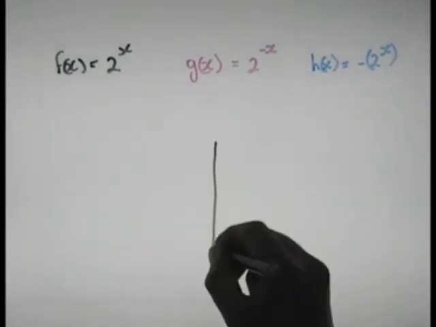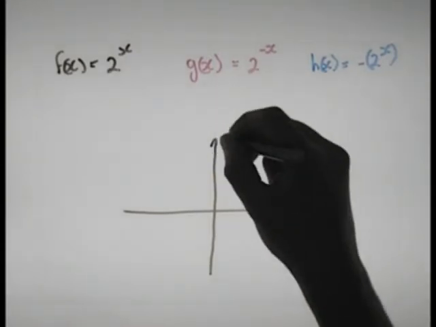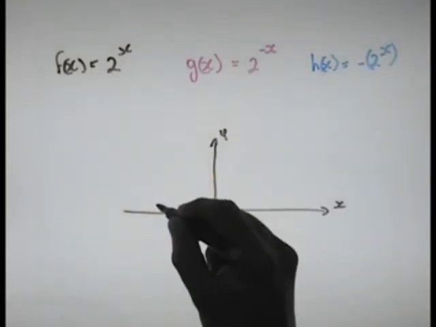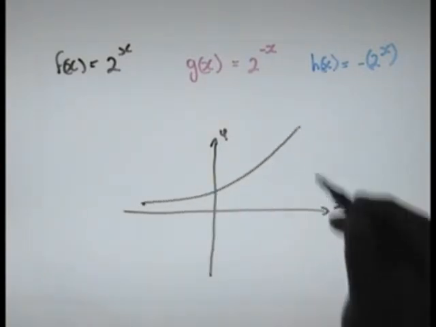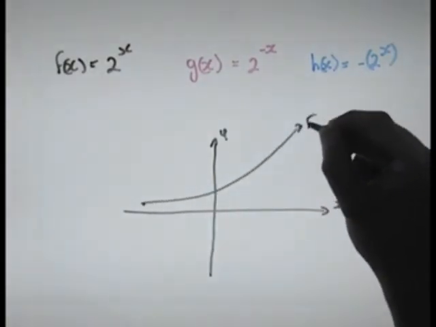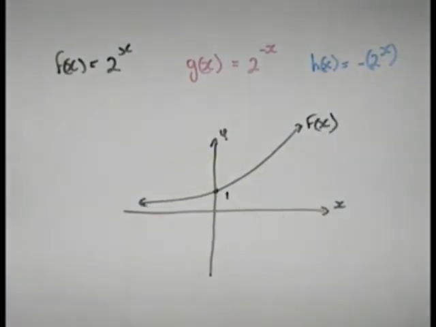The next example I gave you to do started off with f of x is equal to 2 to the power x. This is an exponential graph, so the standard exponential graph is going to look like that. And that is the graph f of x. And it crosses through 1.